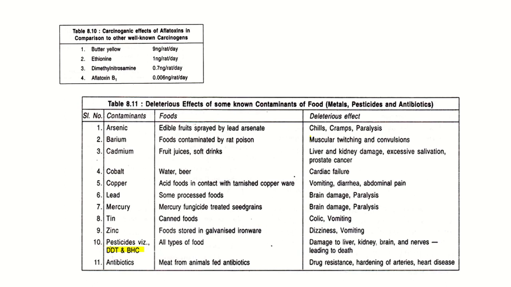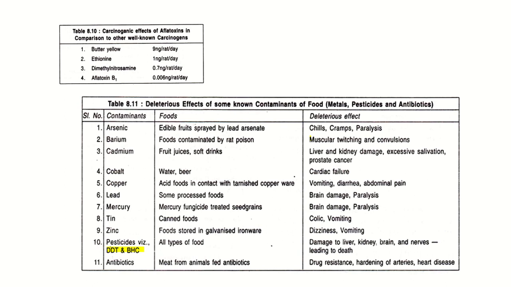Similarly, barium is generally used for killing rats and mice. So food contaminated by rat poison, barium, will cause muscular twitching and convulsions in human beings. Sometimes it also causes damage to our brain too.